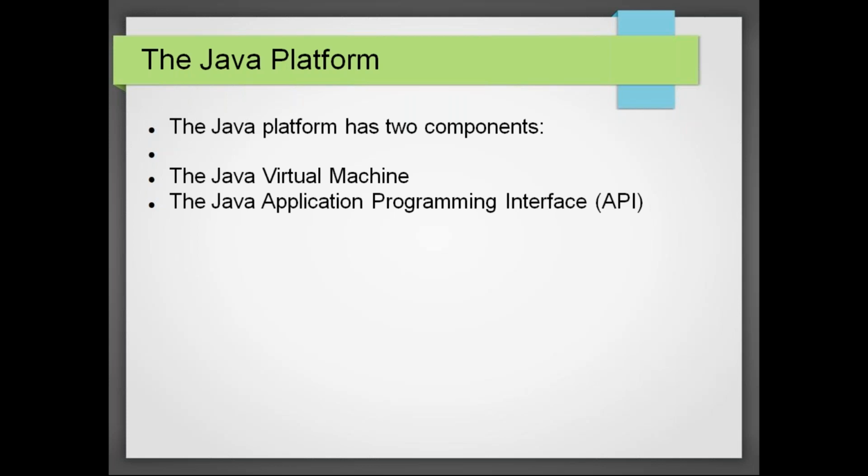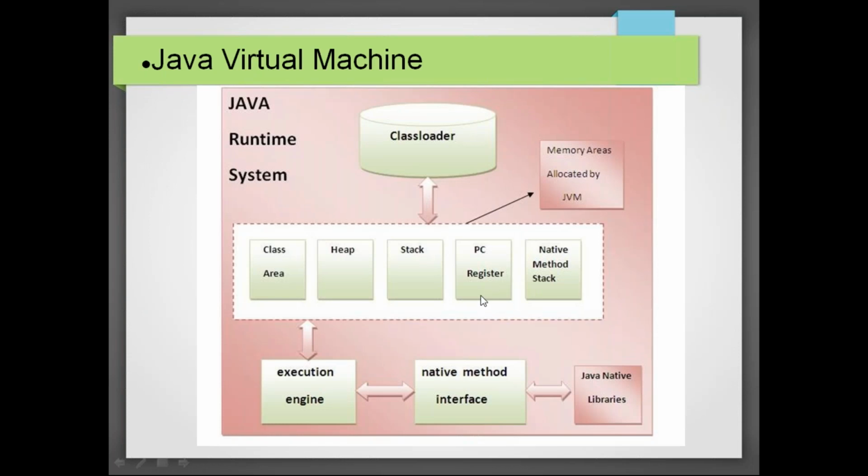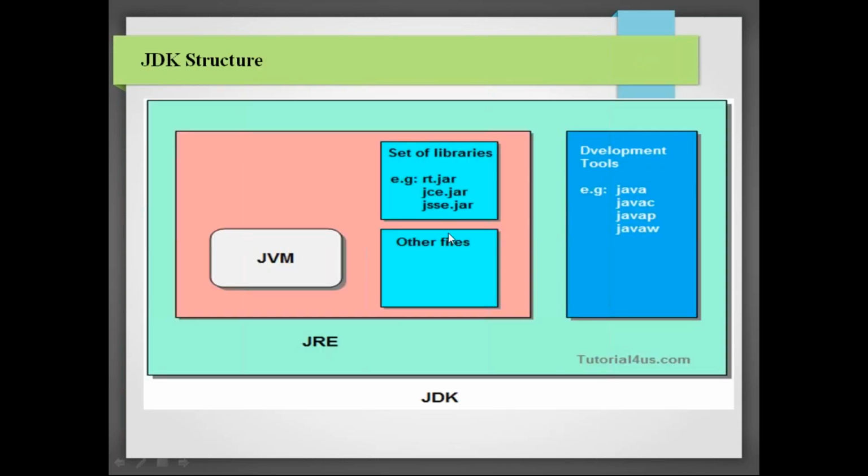Is it clear? Okay. So the Java platform has two components: one is called the Java Virtual Machine and the other is the Java Application Programming Interface. I will be explaining this structure in detail. This is the complete structure of my JDK. This JDK has two parts: one is JRE, called Java Runtime Environment, and the other is development tools.